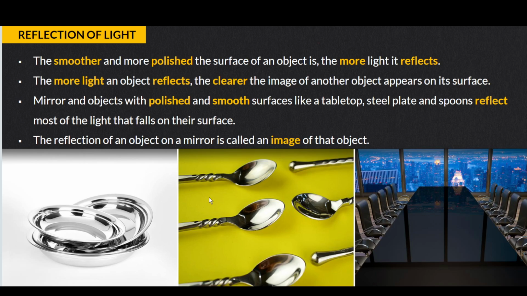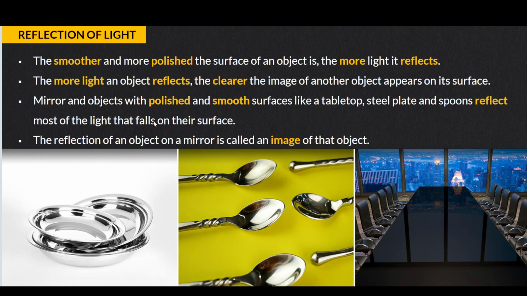So when the objects are smoother and polished, they reflect most of the light. And the more light an object reflects, the clearer the image of another object appears on its surface, right? Image means, like, if we see ourselves in a mirror, it is not the real one, right? That's our image. Similarly, clear and smooth objects reflect most of the light, that's why we can see our image.